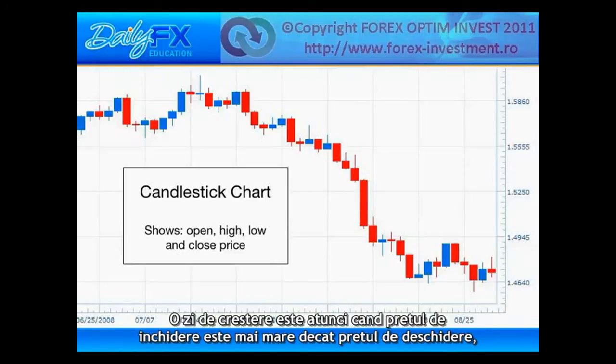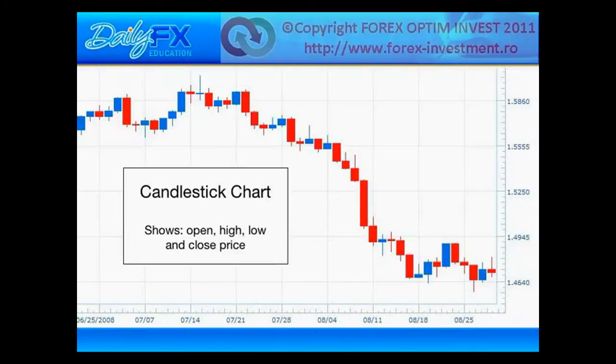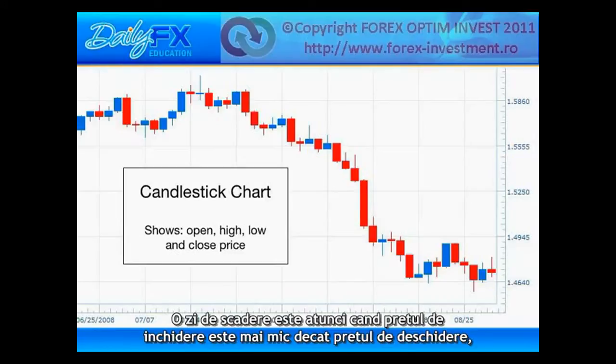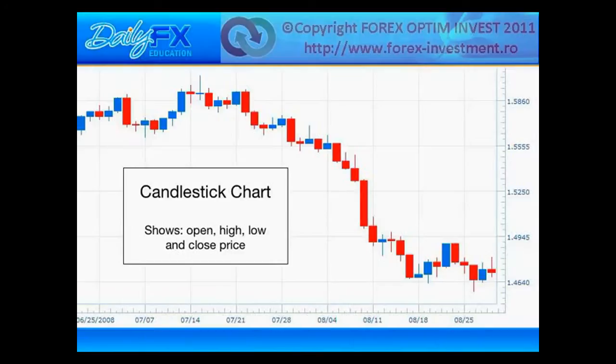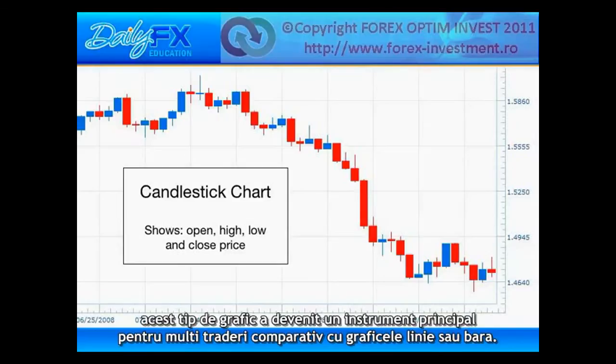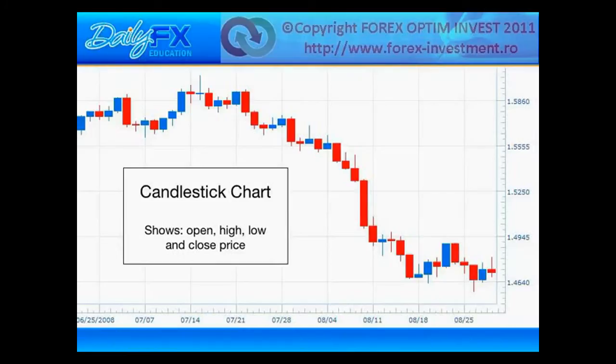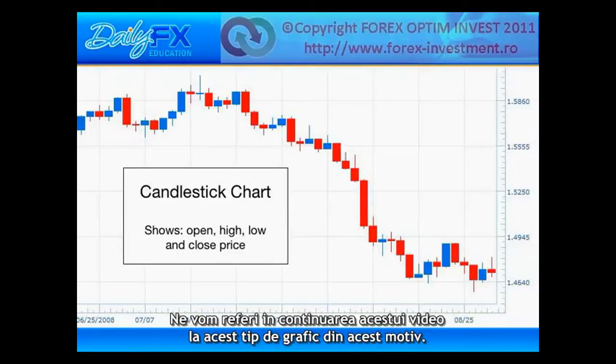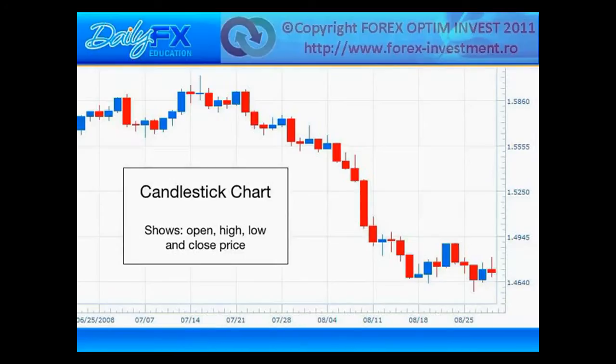An up day is when the closing price was higher than the opening price and is noted by a blue candle. A down day is when the closing price was lower than the open price and is noted by a red candle. Because candlestick charts provide the most information about price history, over the years this chart type has become a staple tool for many traders compared to bar charts and line charts. And we'll focus the remainder of this video on candlestick patterns for this very reason.